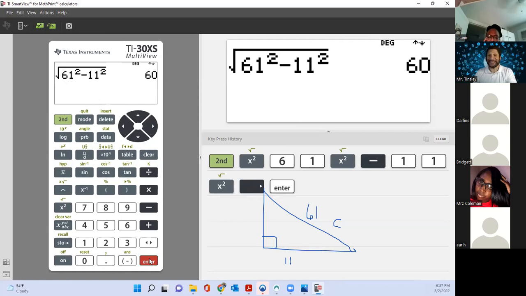That took 15 seconds. But you have to be able to identify the differences between A, B, and C, which the most important one is C, the side opposite the 90-degree angle. So all you're doing is, if you don't know C, you're adding them. If you know C, you're subtracting. So 61 squared minus 11 squared. That's Pythagorean Theorem. Can we do one without the C, do A and B?